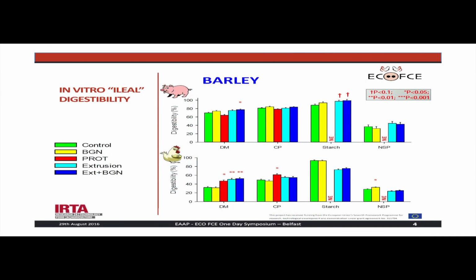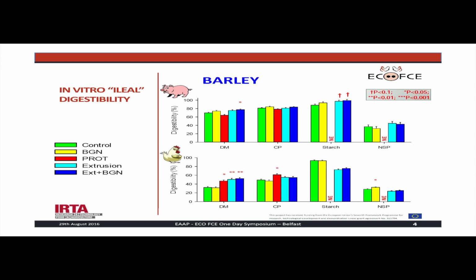So I'm going to present the results of the ileal digestibility in this format. We have on the top a graph for the digestibility of nutrients for pigs, and on the bottom a graph for digestibility in poultry. And here we have a control without any enzyme. Then the different treatments are, in this case, beta-glucanase, protease, and this would be a control with extruded barley, and this is extrusion and beta-glucanase.